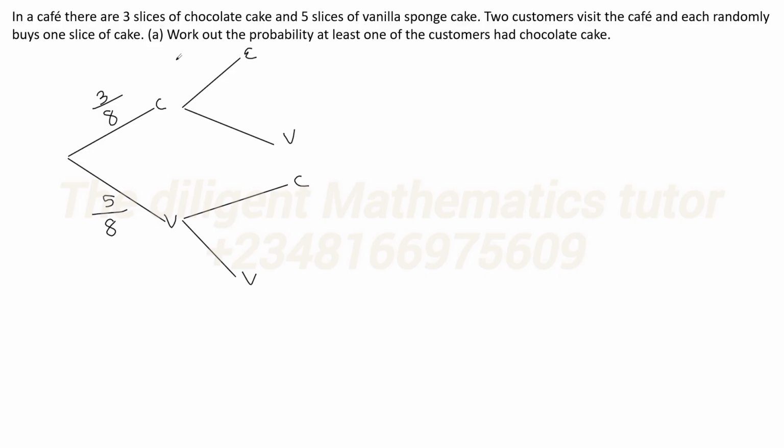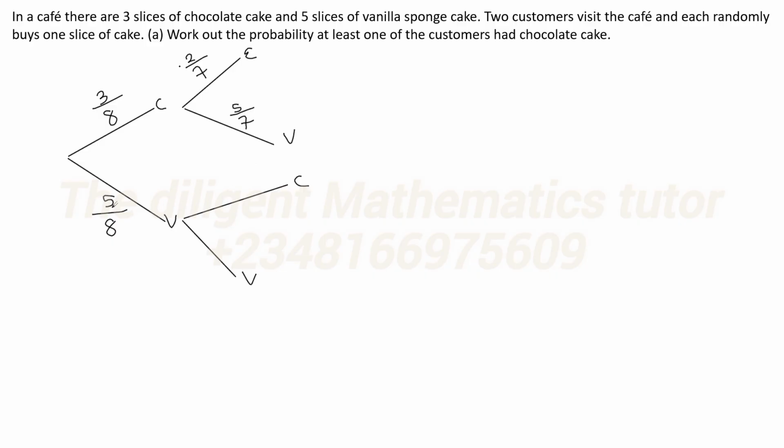Remember, the number of chocolate cakes will reduce. So we now have 2 chocolate cakes left for the person to choose from. The total number will also reduce because somebody has taken one, of course. But the vanilla cake is still complete. You still have 5 vanilla cakes, but the total number of cakes has reduced because the first person has taken one. Okay, 7, not 8. Let me make it neater. 7.